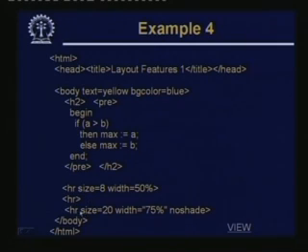The third example, HR size equal to 20, means the thickness will be 20 pixels, and the width will be 75% of the displayed window. No shade is an additional attribute where no value is required, just the name, no shade. No shade means that the line will be displayed in a solid way. The line will not appear as a hollow rectangle, it will be a solid rectangle.